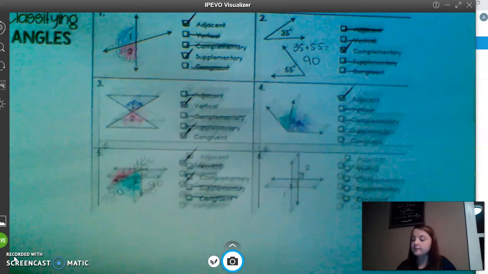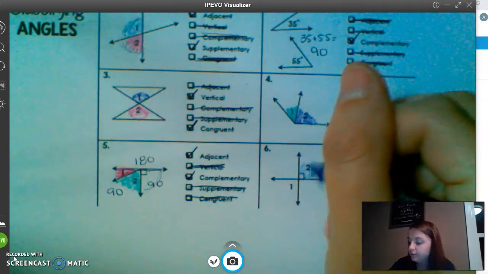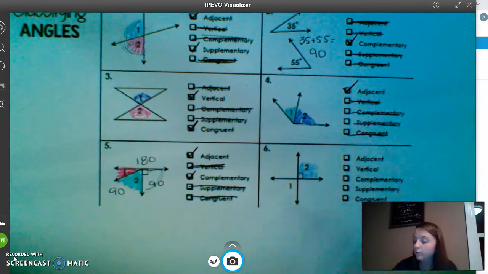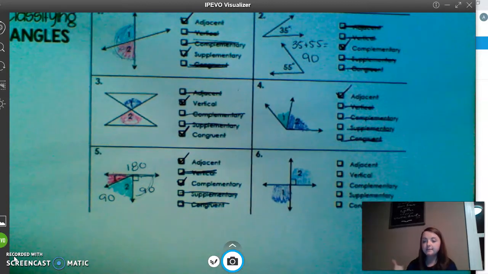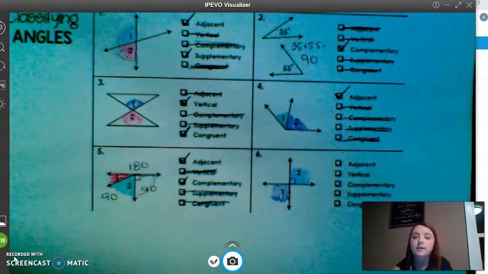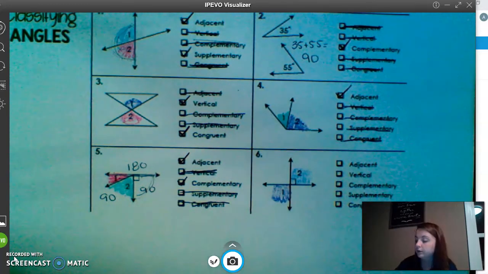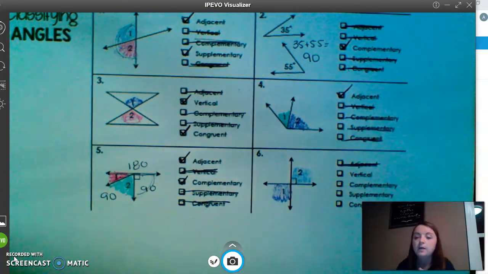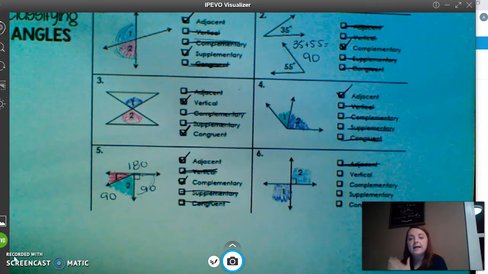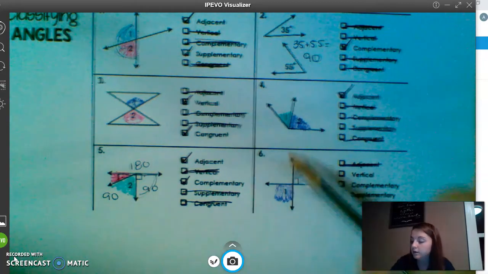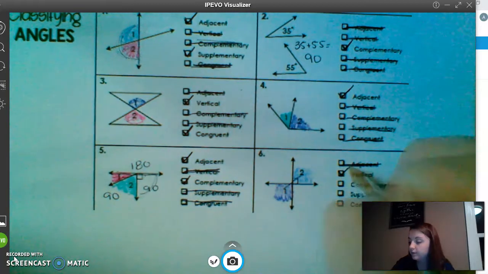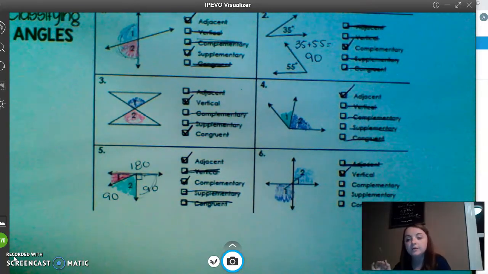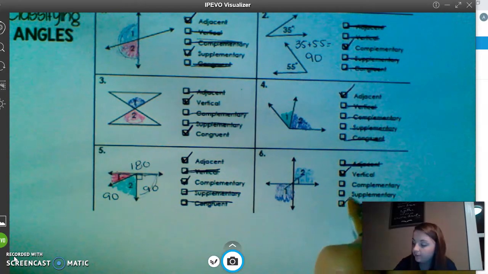Last one. Okay, so we're looking at angle 2 and we're looking at angle 1. So adjacent means side by side, they're touching, they share a side. Is that true? No. So they are not adjacent. Vertical means directly across from each other, diagonal, straight up and down. Are these across from each other? Yes, so they're vertical. Remember from our definition, vertical angles are always congruent. So that means that those two are equal.